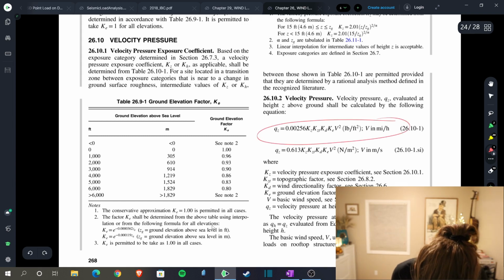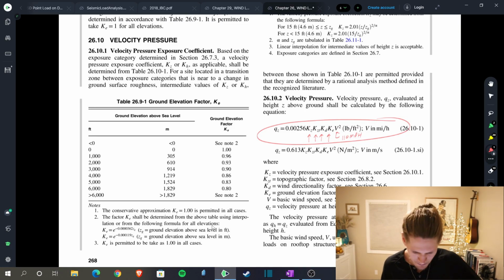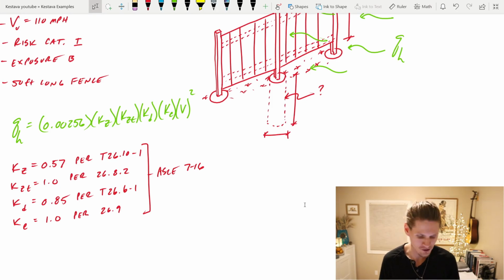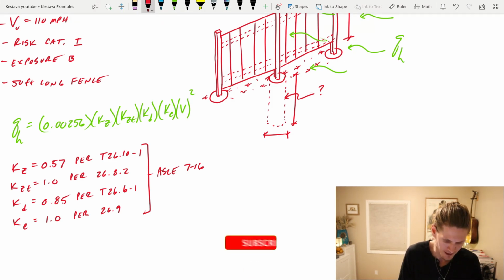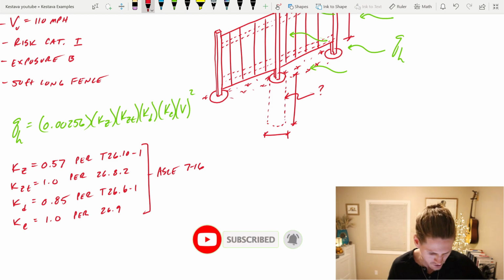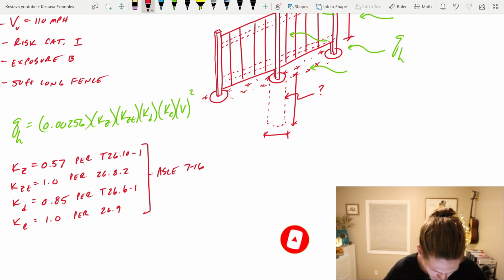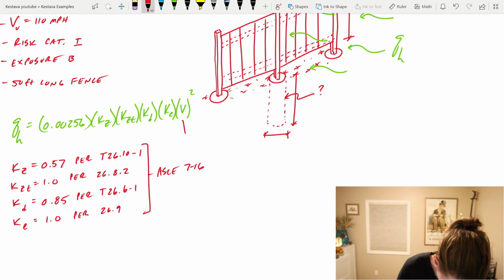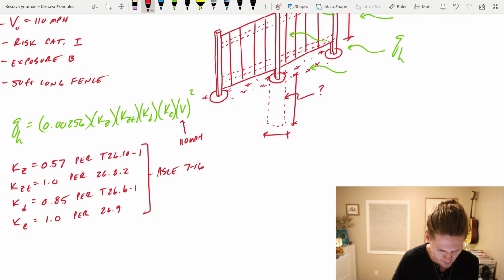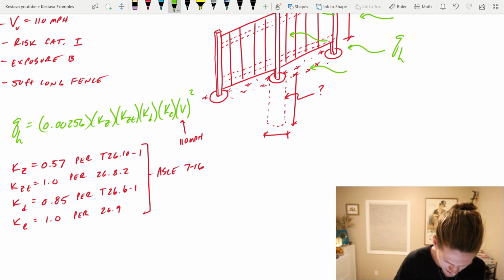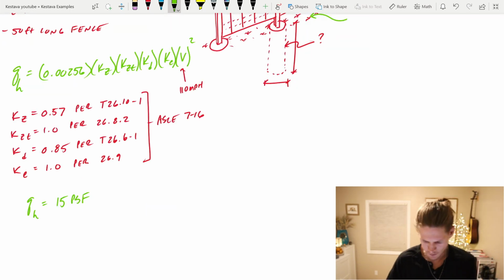This equation right here to find qz, which is gonna be equal to qh, and we need all these K parameters. V we were already given is 110 miles per hour, but this is where you would go to grab this equation. Let's jump back and plug everything in. And there you have it, all of our K values. Per chapter 26 of the 7-16, I've given you reference locations next to each one of the units, so you can go back and check those yourself, but we're gonna move a little more quickly today. And then V, obviously, in the equation is 110 miles per hour per our parameter above. All of that plugged into the equation gives us a qh equal to 15 pounds per square foot of force.